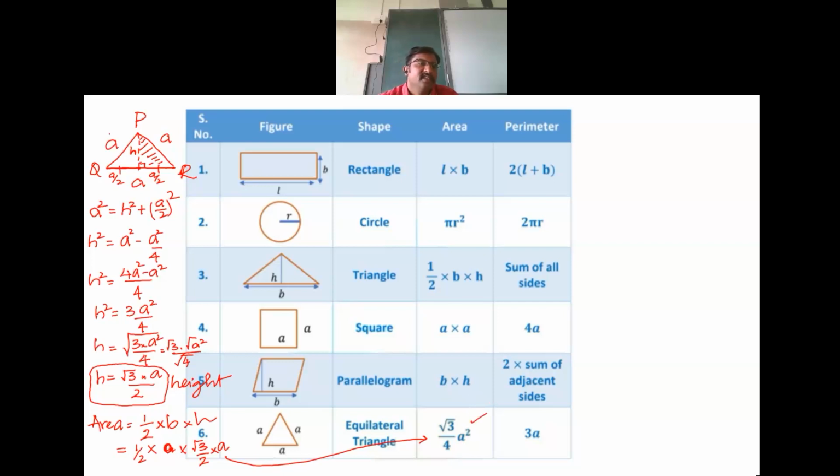How to get this is by this method. We need to draw a perpendicular from the vertex to the opposite side. This becomes the median. So the side becomes a by 2. Apply Pythagoras theorem to find the height and you get the height as root 3 by 2 into a. So the area of the triangle PQR is half into base, a units, height we have found as root 3 by 2 a units, multiply them, we will be getting root 3 by 4 a square. Is this clear to everyone? Yes, sir.